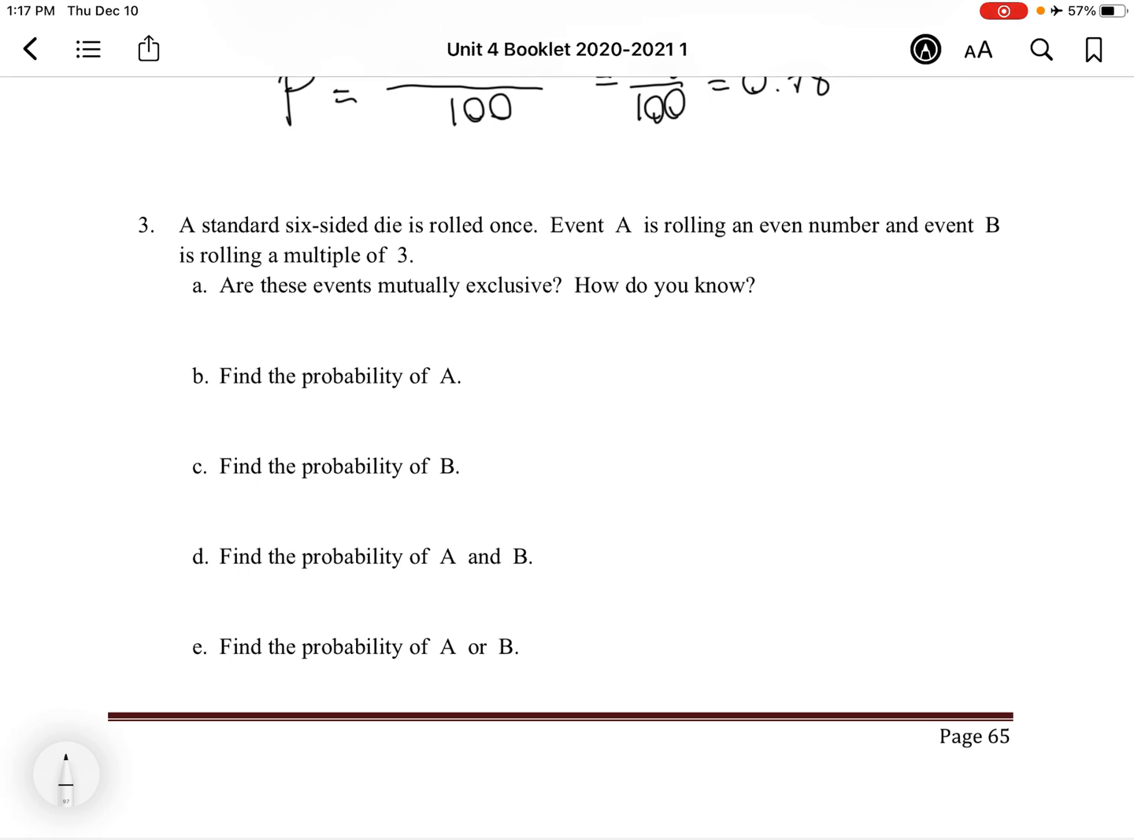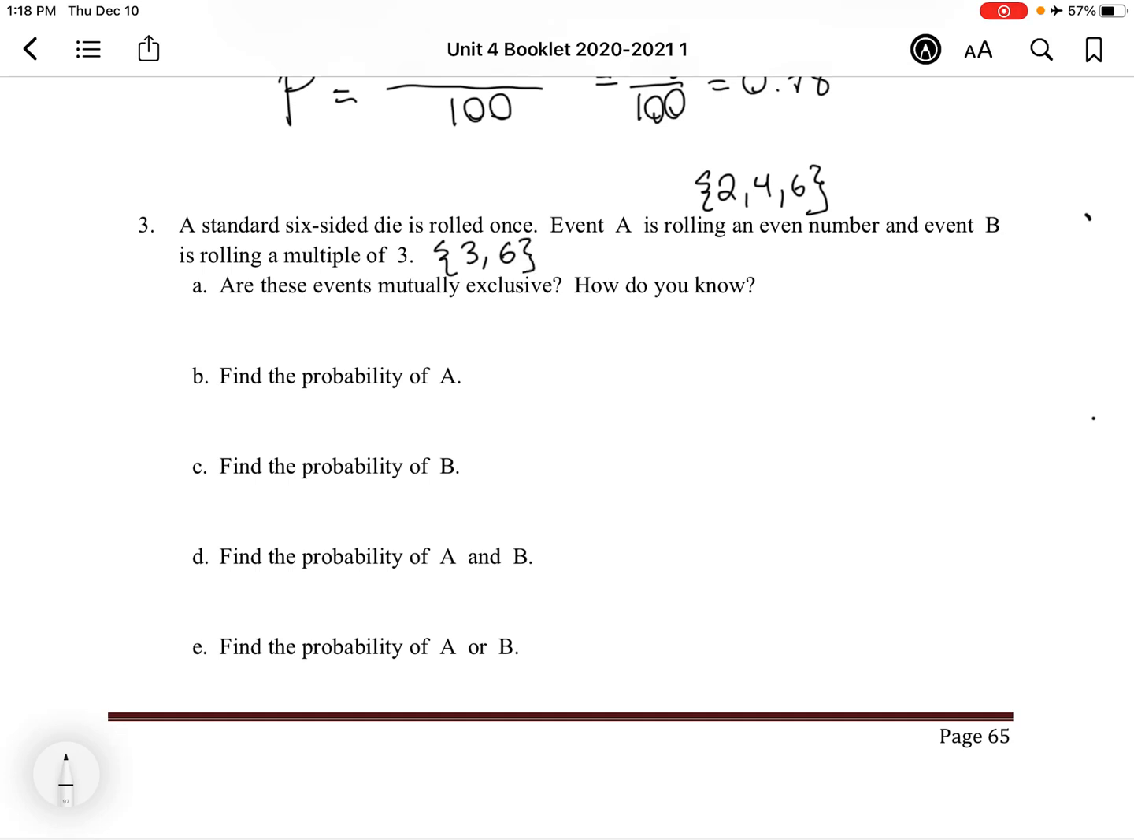Okay. A standard 6-sided die is rolled once. Event A is rolling an even number. Event B is rolling a multiple of 3. So let's just write out those outcomes. Event A would be even, so 2, 4, 6. Event B is rolling a multiple of 3. Multiples of 3 are 3 and 6.